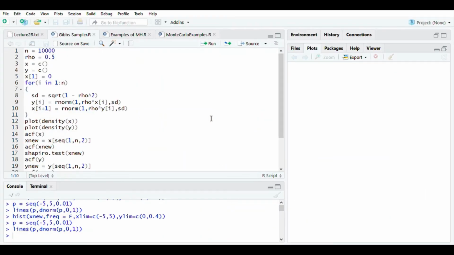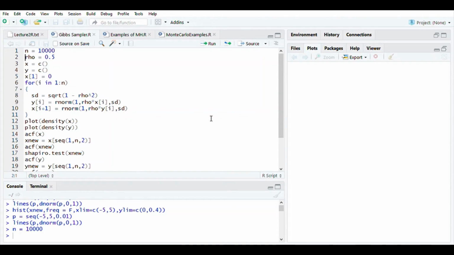So we are here in R. Let us try to execute what we have considered in the earlier part of the lecture. I am taking 10,000 sample size and I am considering rho as 0.5. So first we will generate x, then y. Let us take some starting value of x, let us take it to be 0.